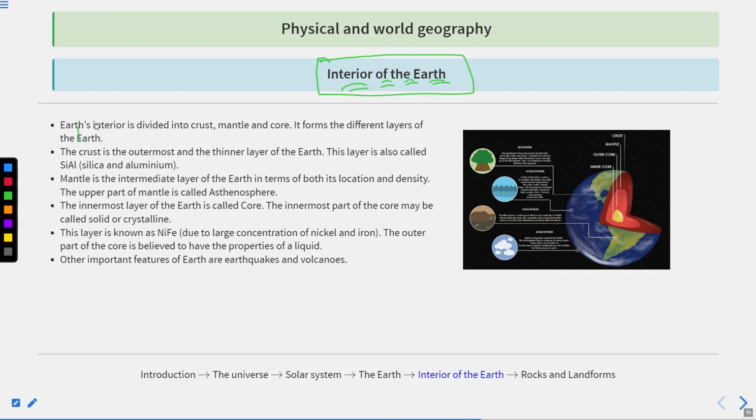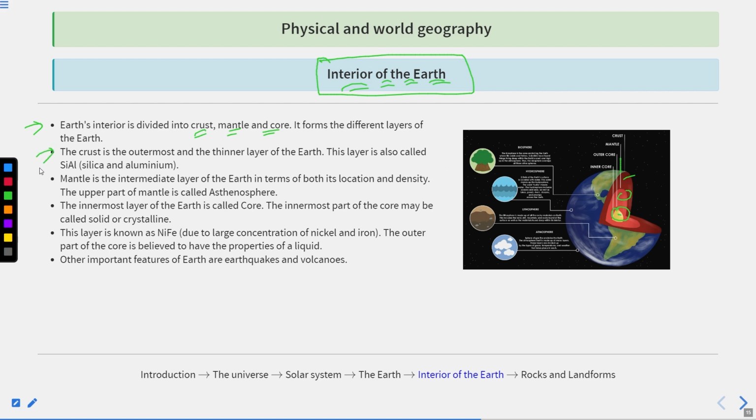Now, the interior of the earth. First, the earth's interior is divided into the crust, mantle, and core, which form the different layers of earth. Now you can see it is the inner core, outer core, mantle, and this is the crust.